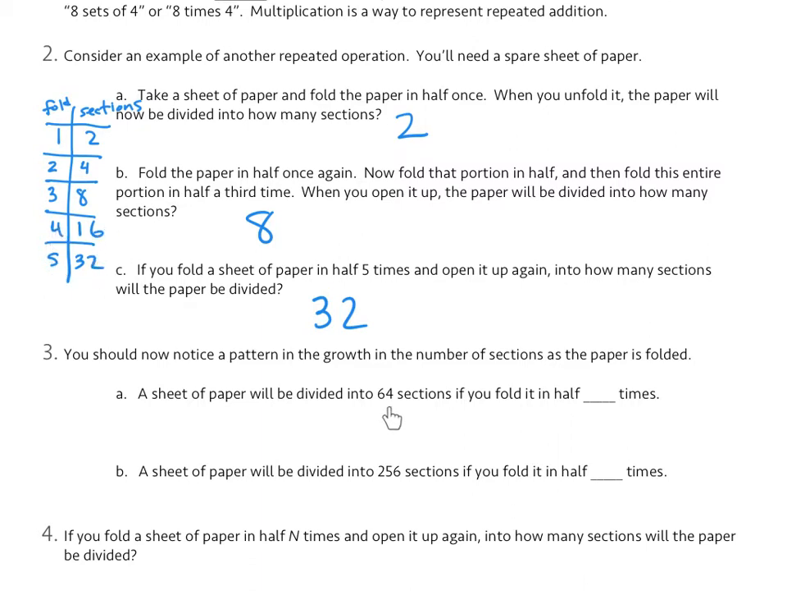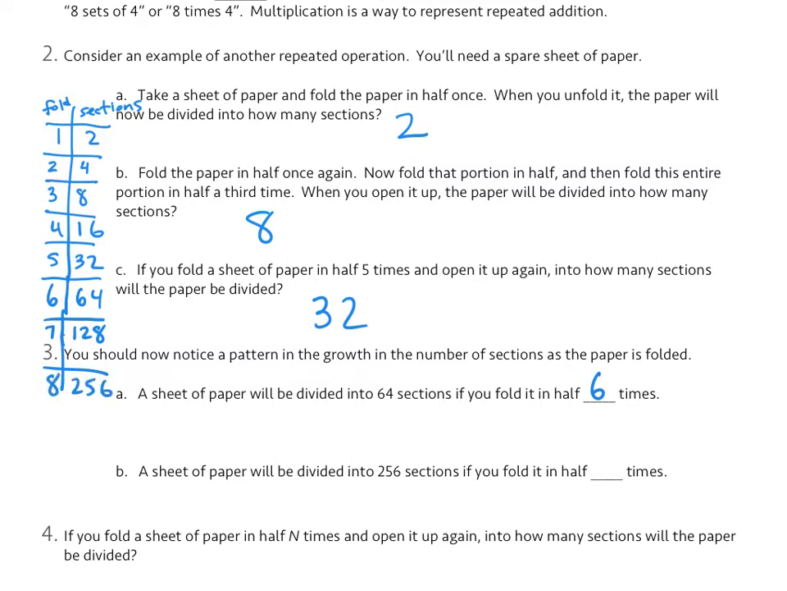If we want 64 sections, then let's go to our table and imagine building up from where we are. 32 times 2 would be 64. So that would be the next one after 5, which is 6. So folding it in half 6 times. Part B, a sheet of paper will be divided into 256 sections. If you fold it in half, well, let's go on my table. 64 times 2 is 128. That's 7. 128 times 2 would be 256.